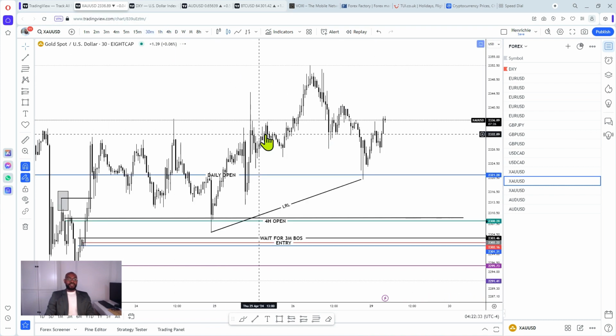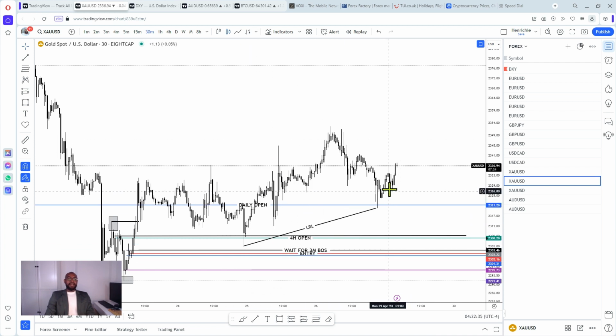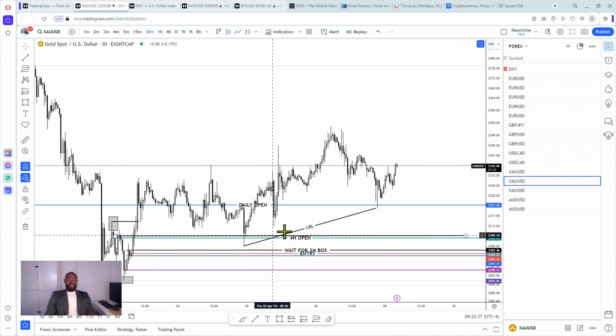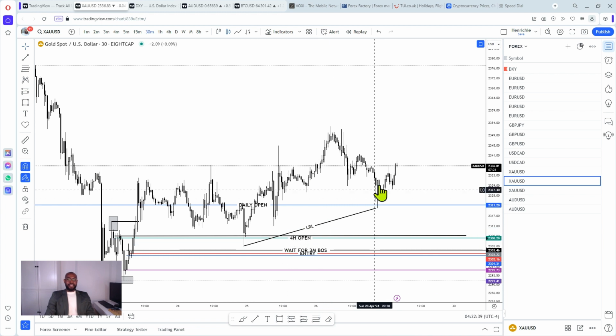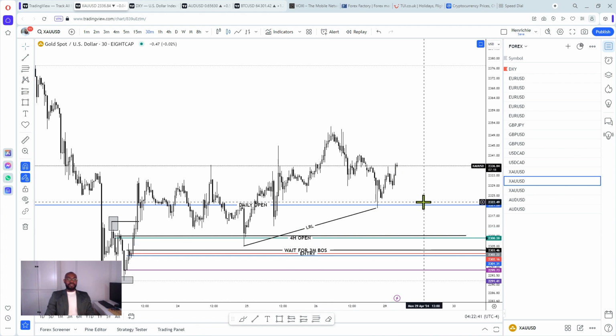The second option is these liquidities right here: price intentionally accumulating more liquidity right here, only to then use the news as an excuse to wipe them out and then potentially continue higher. So if we do see price coming to this key level, then I'll be looking for a potential 3 minute break of structure.